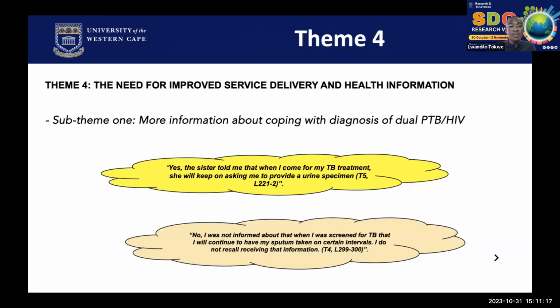And then the last theme that emerged was the need for improved service delivery and health information. And the first sub-theme was more information about coping with the diagnosis of the dual HIV and pulmonary TB co-infection. So it became evident from the findings of the study that the participants experienced lack of education regarding their illnesses and side effects to expect and how to manage the co-infection. And while some of the participants were fortunate to be given that education, there was a lack of standardization in the care that was being provided to these participants. And these excerpts explain this further.